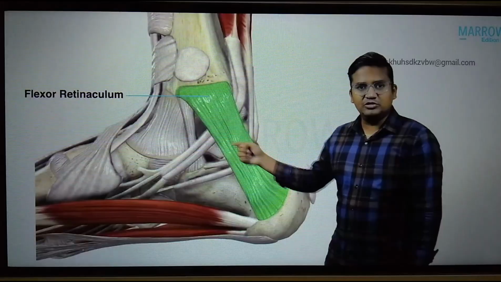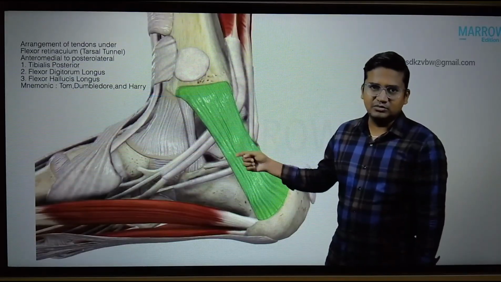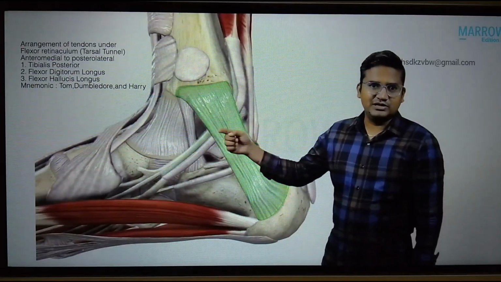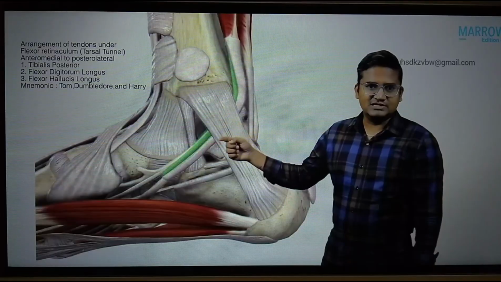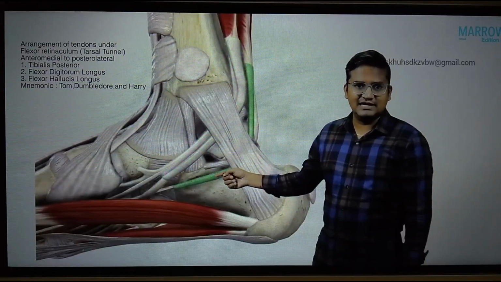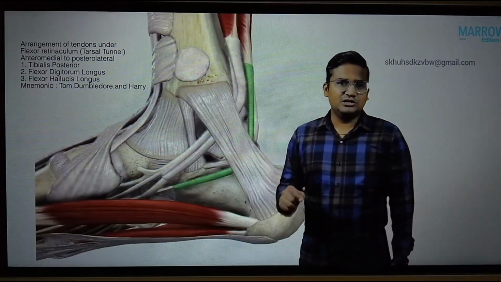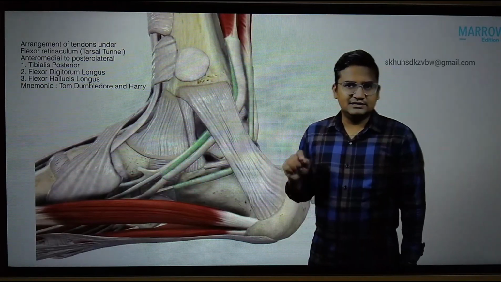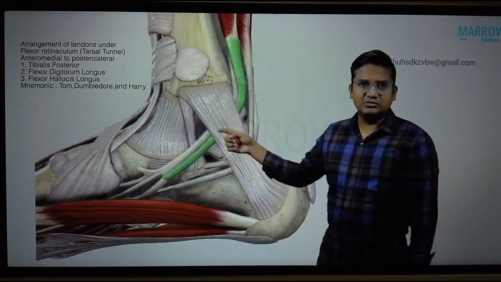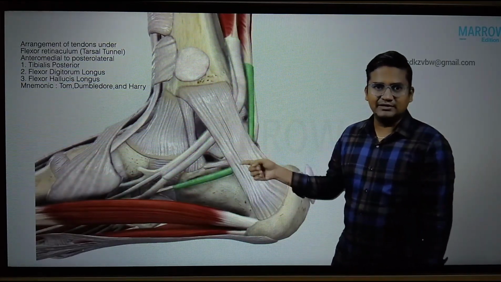The arrangement, I told you on mnemonic: Tom, Dumbledore and Harry. So first one, tibialis posterior, flexor digitorum longus, and this is the flexor hallucis longus. So mnemonic is Tom, Dumbledore and Harry. Right. Now this is a tendon arrangement below this flexor retinaculum band.